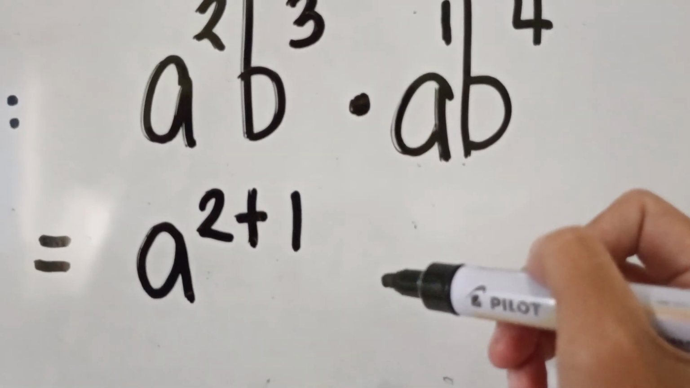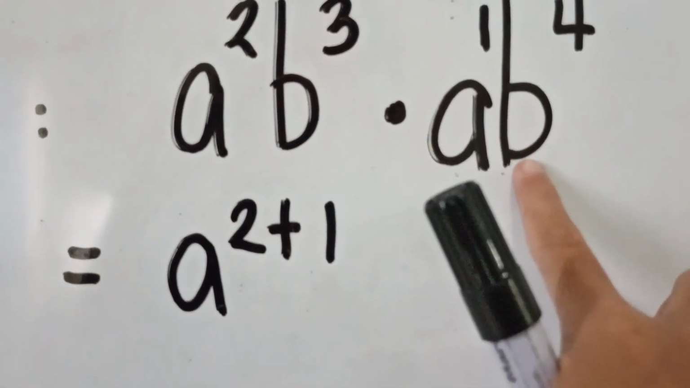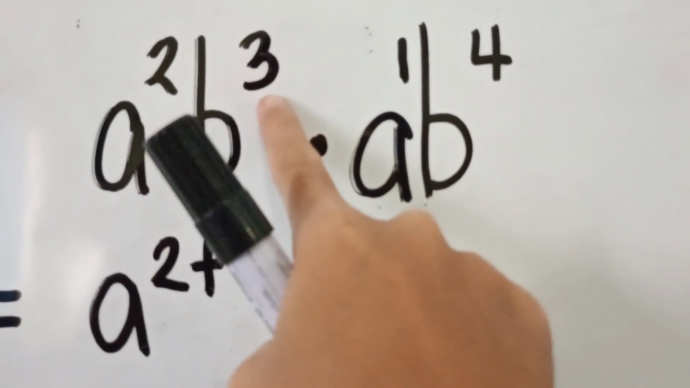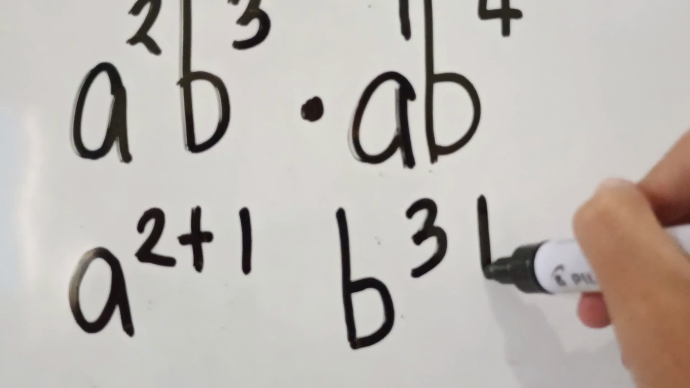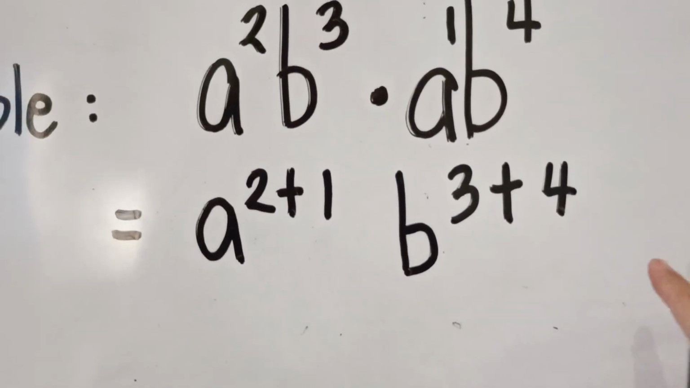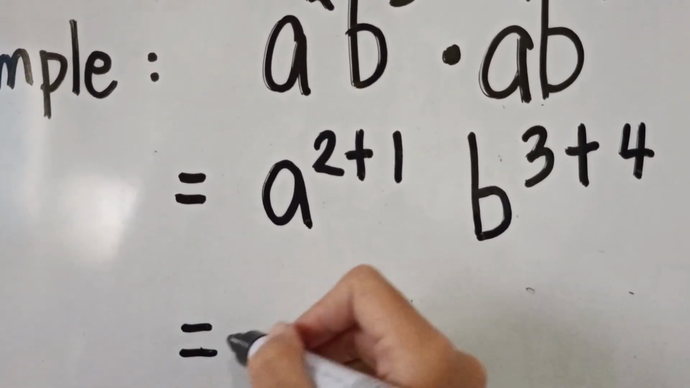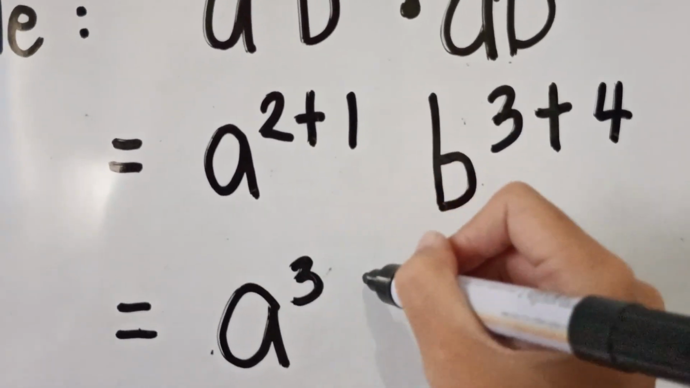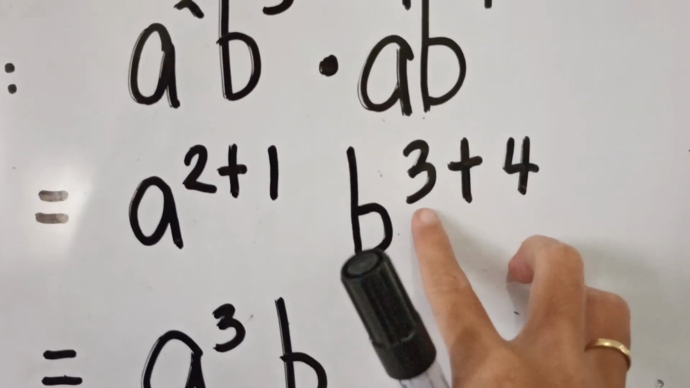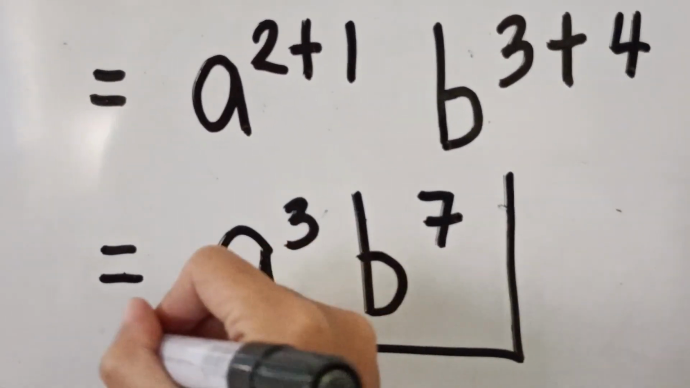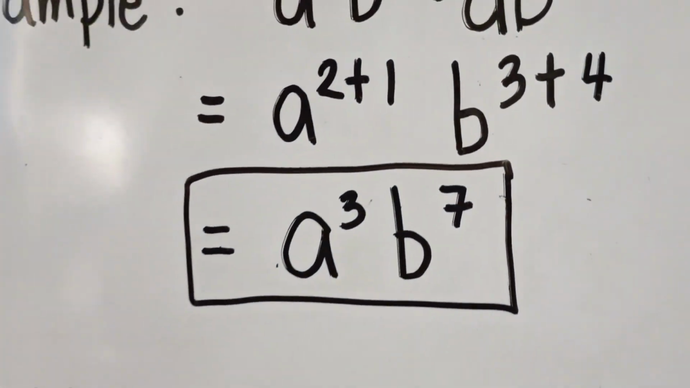And then we're going to proceed with the variable b. So we're going to write b, and then the exponent 3 to be added with 4. That's how we do the product law. Next, we're going to add the exponents together. 2 plus 1 equals 3 for variable a, and for variable b, we've got 3 plus 4, which is 7. So the final answer is a cubed b to the power of 7.